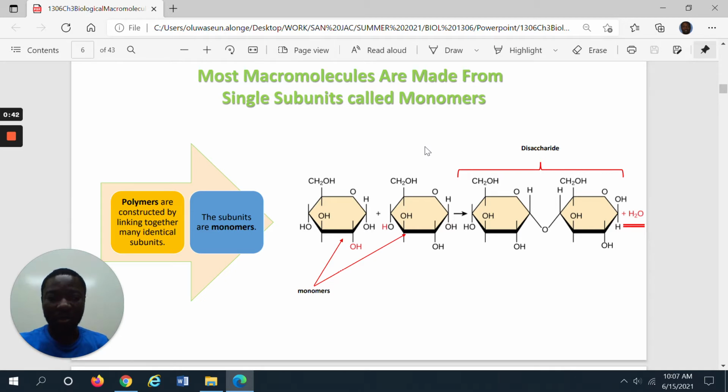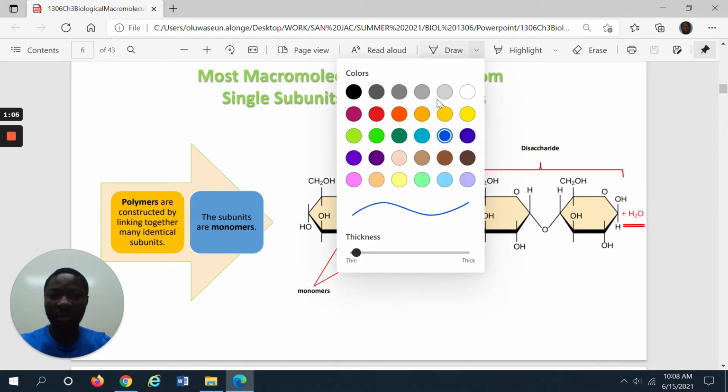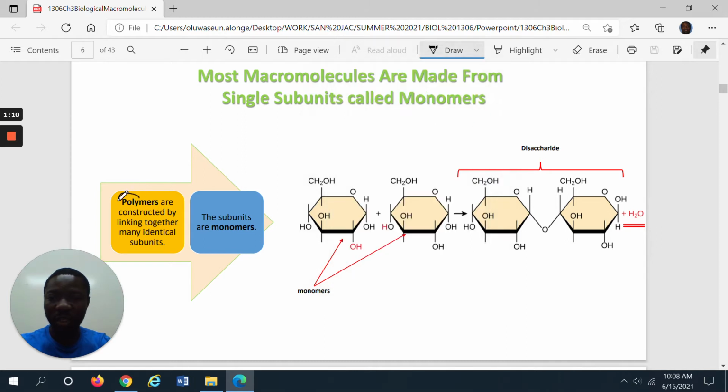Some of them have what we call monomers and polymers. And I'll be talking about all of them. But I want you to bear it in mind that when we say macromolecules, we mean large molecules. So let's go. Now, this is polymers. Polymers, from the word poly, tells you that it is more than one, right? So poly here tells you that it is many, right? Then mono here tells you that it is one.